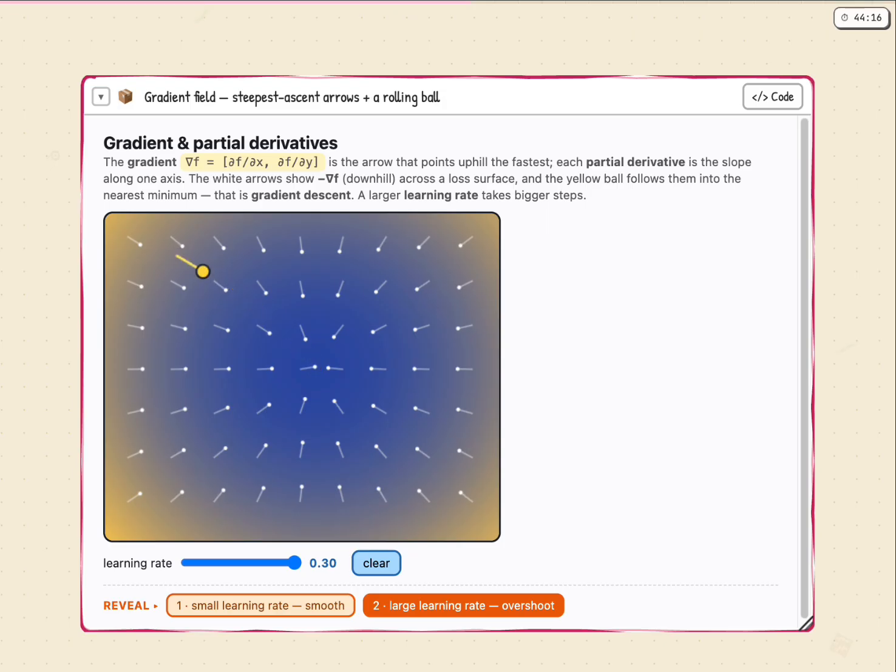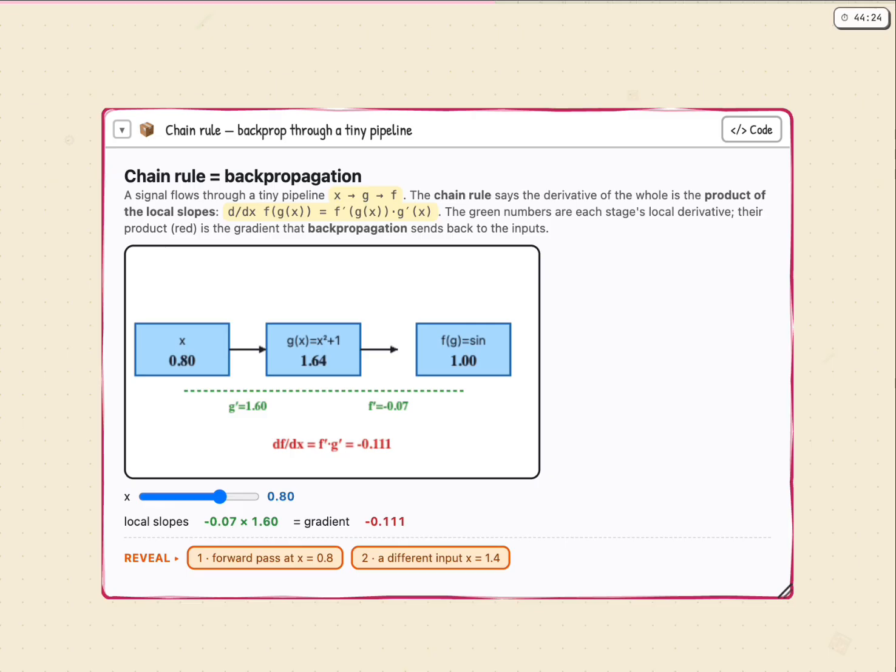Here's the problem. A neural network isn't one function. It's hundreds of functions stacked, each one feeding the next. So how do we get the slope of the whole stack? The answer is the chain rule, and it is the engine of backpropagation. Picture a tiny pipeline. An input x flows into a function g, and g's output flows into another function f. Two stages nested.